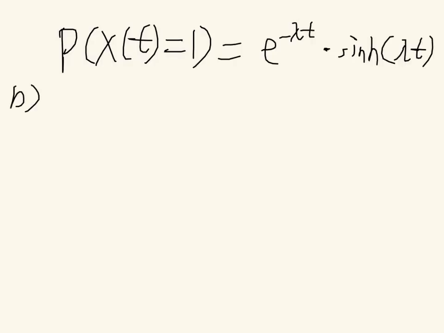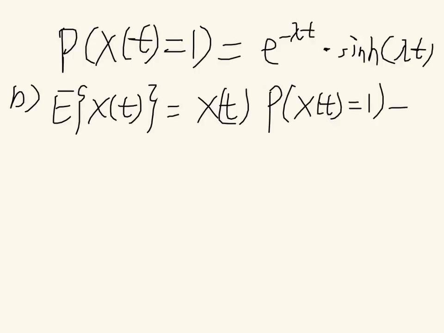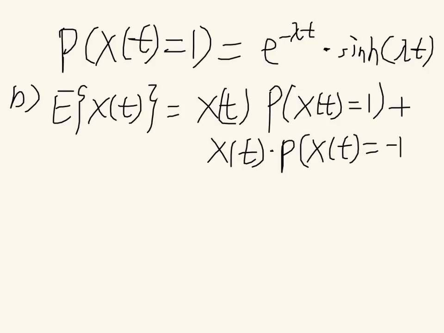And problem B is to find the expected value of X(t). This is equal to X(t) times the probability of X(t) equal to 1, plus X(t) times the probability of X(t) equal to minus 1. Here X(t) is equal to minus 1. Here X(t) is equal to 1.